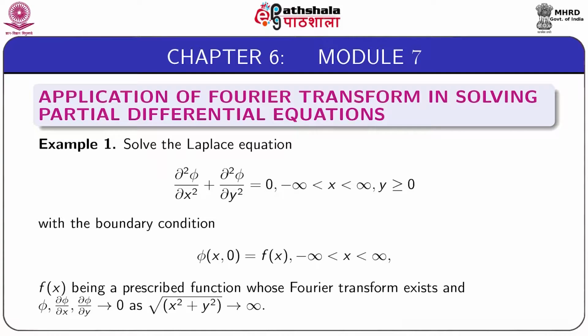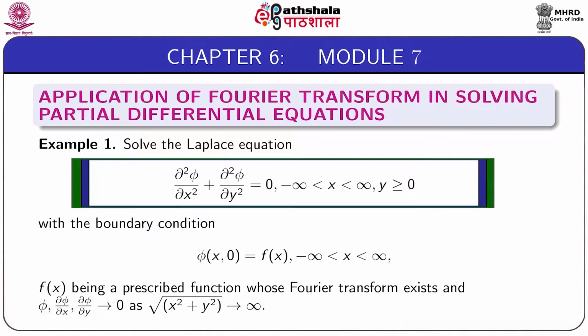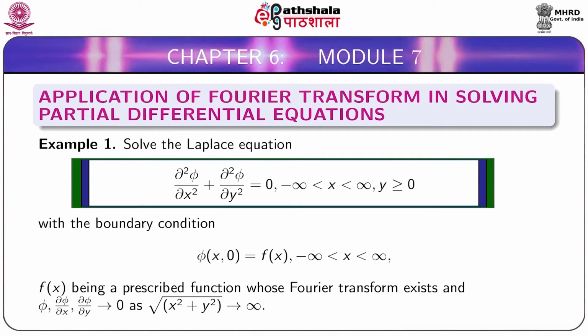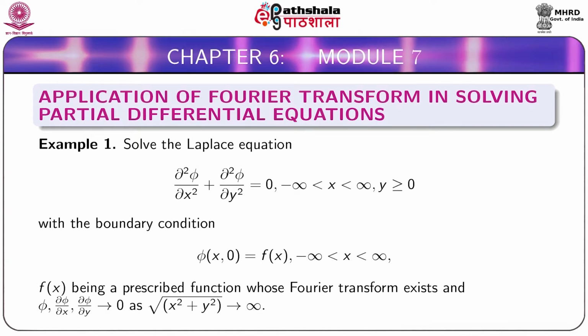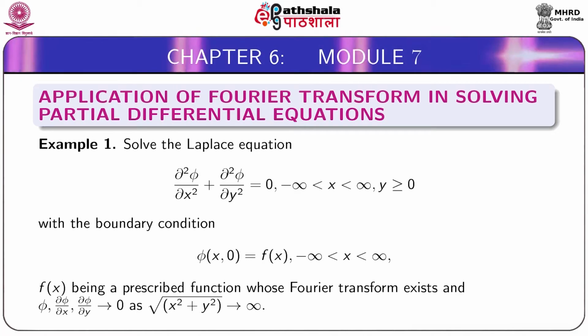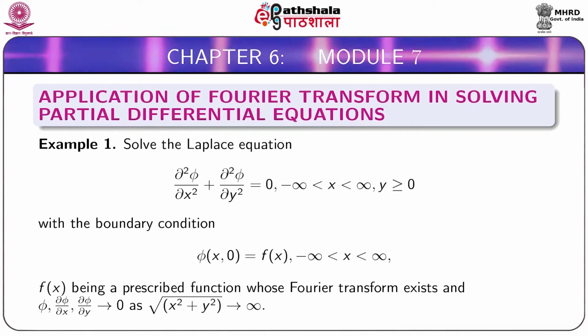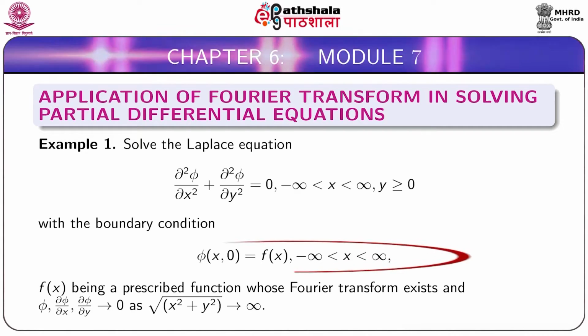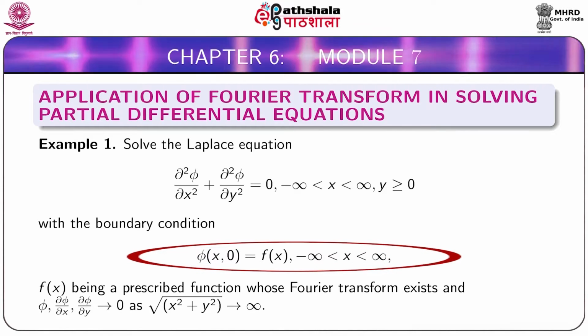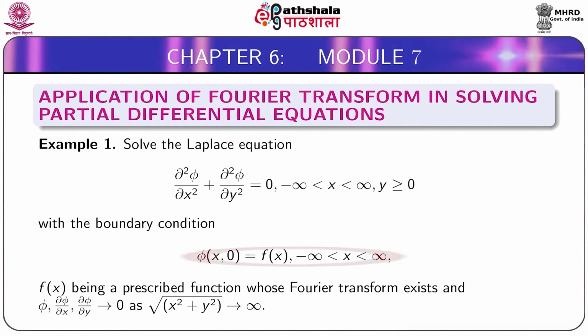Here we shall solve Laplace equation satisfied by the function phi(x,y). Laplace equation is given by del squared phi by del x squared plus del squared phi by del y squared equal to 0, where x ranges from minus infinity to plus infinity and y is greater than or equal to 0, with the boundary condition phi at y equal to 0 is f(x), x ranges from minus infinity to plus infinity.